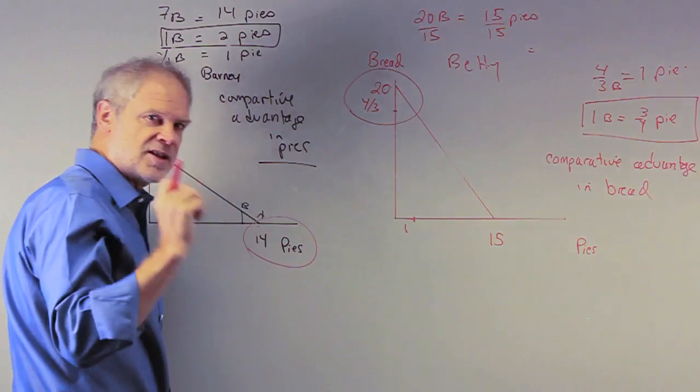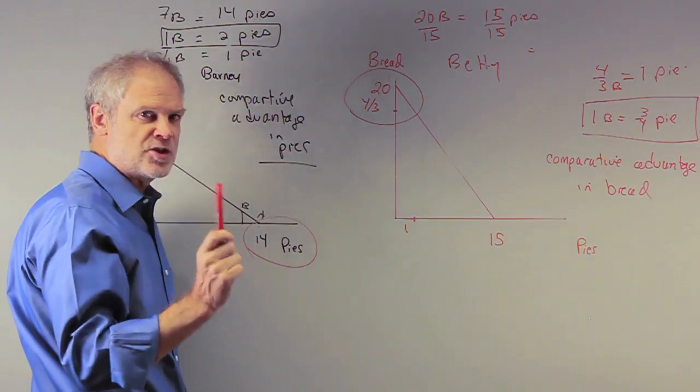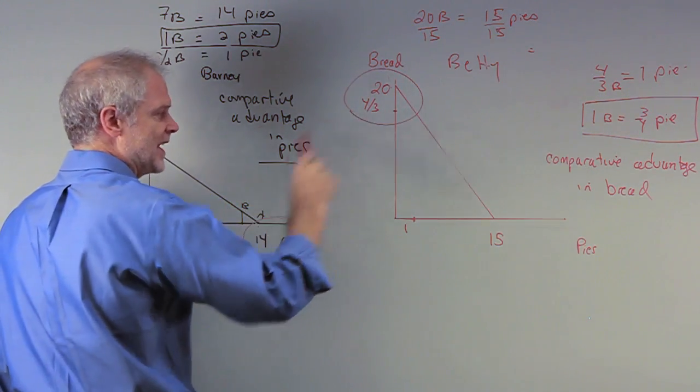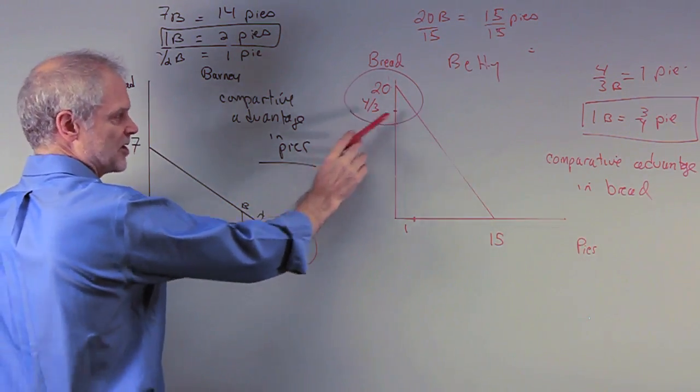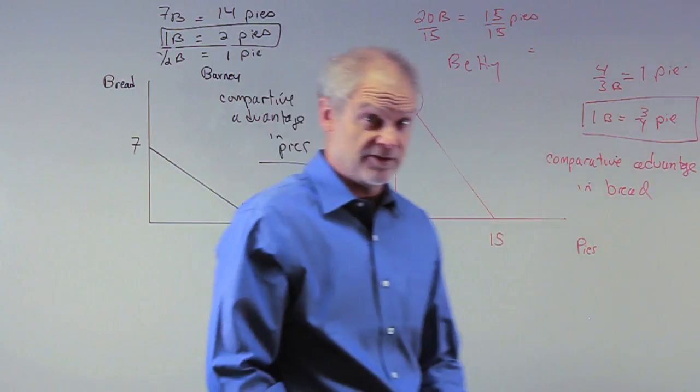Remarkably, even though she has an absolute advantage in both goods, because she specializes in the good for which she has a comparative advantage, she's going to be able to specialize and trade and actually buy pies from Barney at a cheaper price than she could buy them from herself. All right.